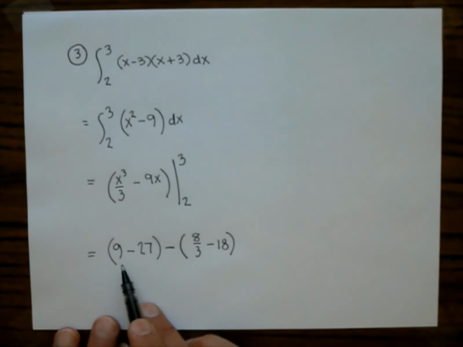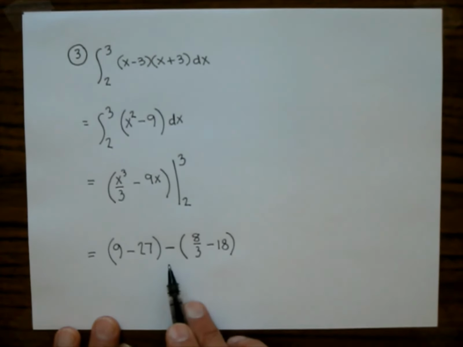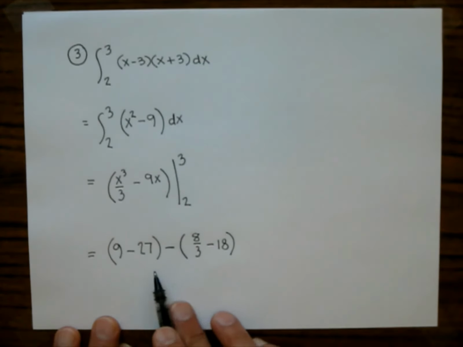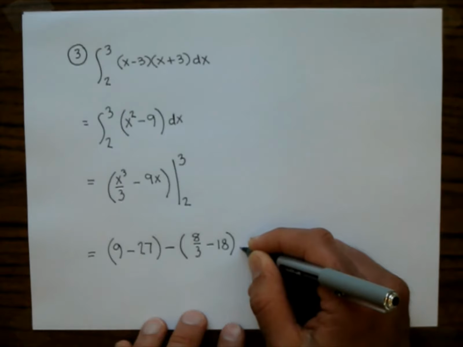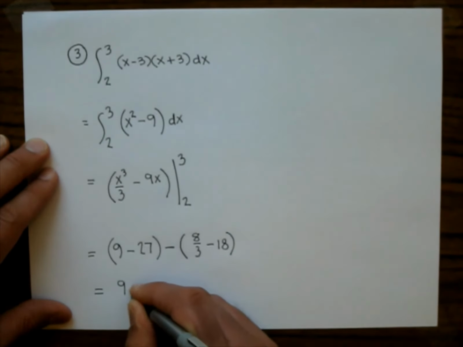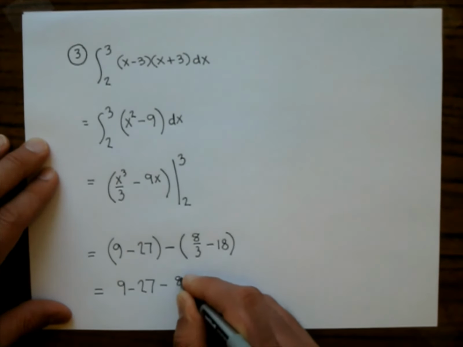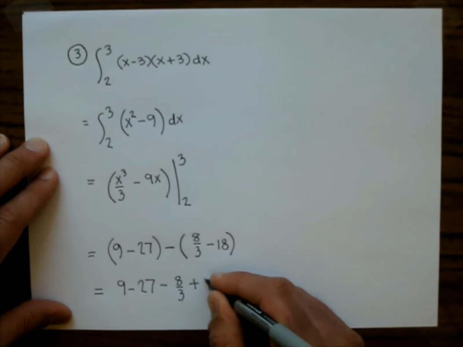Okay, so here's the evaluation at 3, here's the evaluation at 2, I'm subtracting. And really getting back to the bug, if that was the velocity, all I'm doing is computing the displacement of the bug on the number line. Let's go ahead and distribute the negative. So I have 9 minus 27 minus 8/3 plus 18.